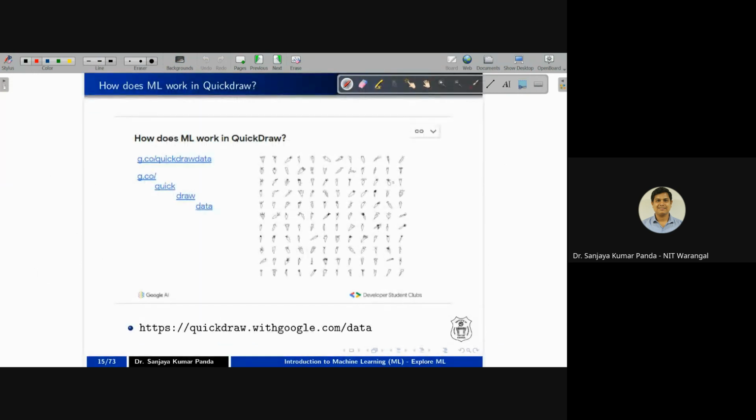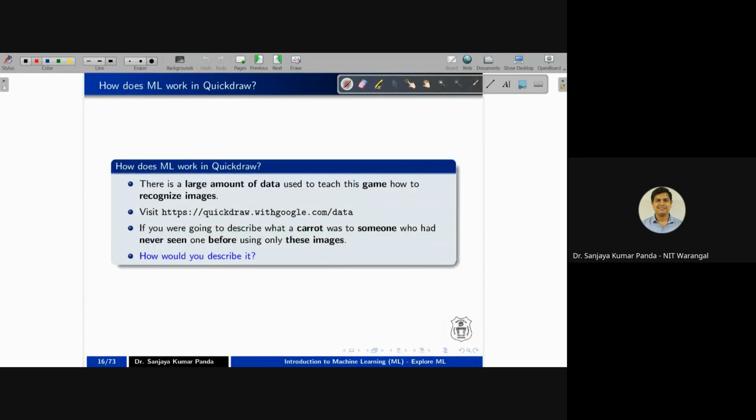So you can make use of these data sets to understand how machine learning works in QuickDraw. There is a large amount of data used to teach this game how to recognize images. You choose any image, arm or banana or apple, you will find more than 1 lakh images or 1 lakh patterns for that particular image.